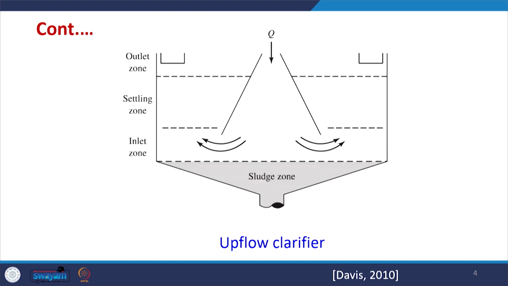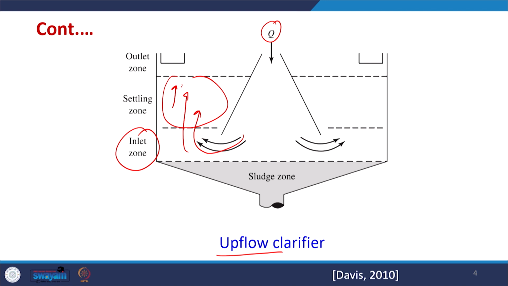Now, similarly for an upflow clarifier, the water comes in here and goes out here. The inlet zone is at the bottom because the water is going up. Then we have the settling zone. In this case the water goes up, but the sludge comes down. The sludge will ultimately go into the sludge zone, and the water will reach the outlet zone given here. So, we have the inlet zone, outlet zone, settling zone and sludge zone for the upflow clarifier, which is very commonly used in industries for sedimentation.